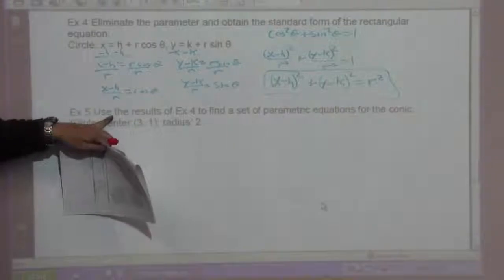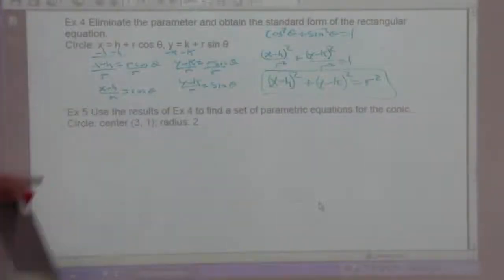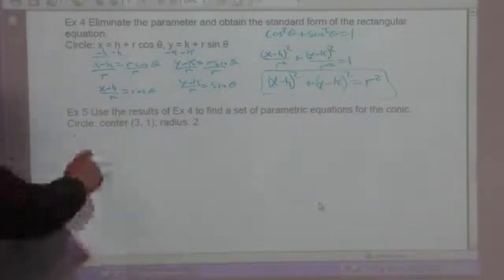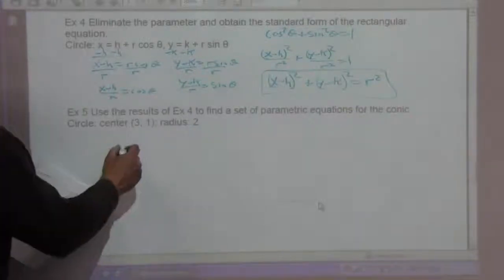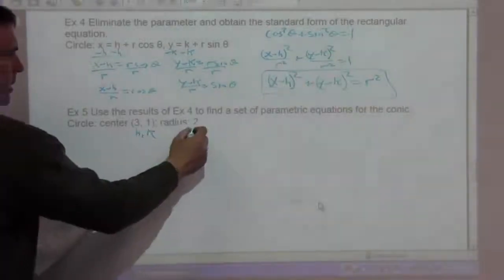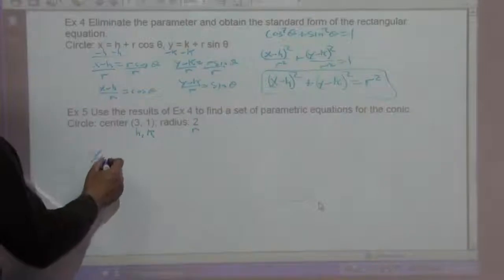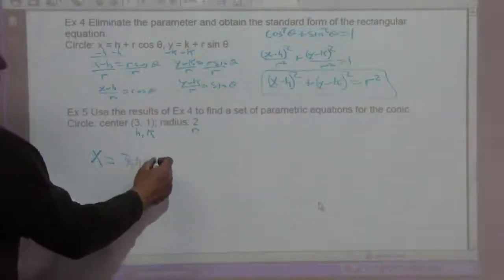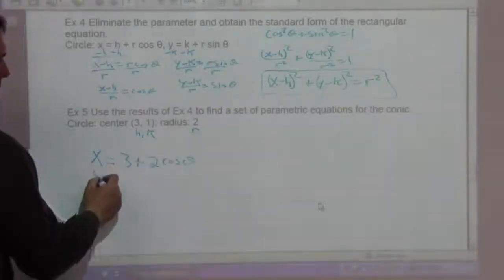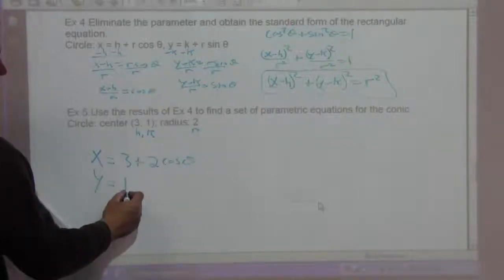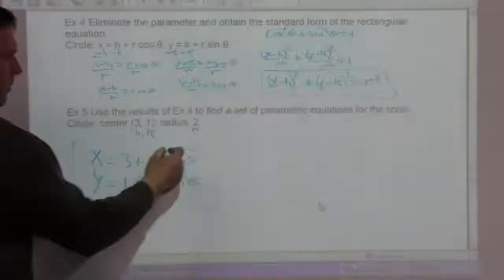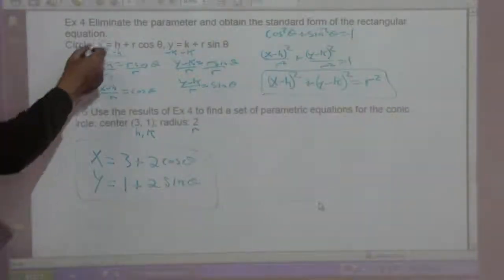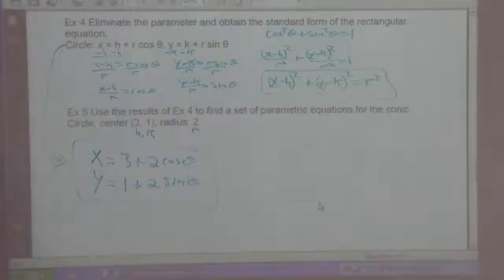For example 5, use the results of example 4 to find a set of parametric equations for the circle with center at (3, 1) and radius 2. So this is your h, k, and that's the r. So it'd be x equals 3 plus 2 cosine theta, and y equals 1 plus 2 sine theta. I'm using these formulas down here.